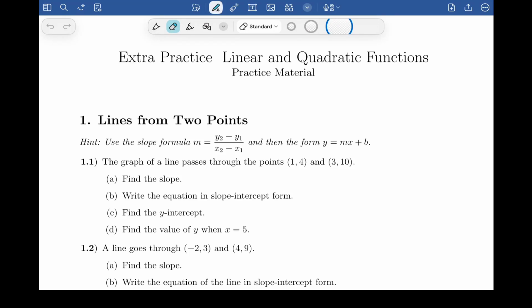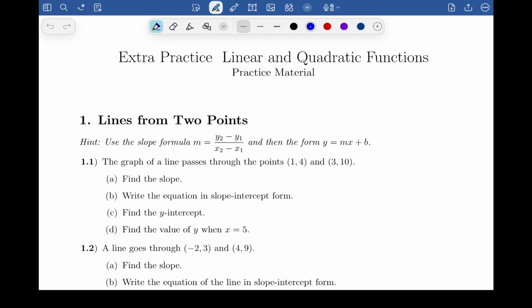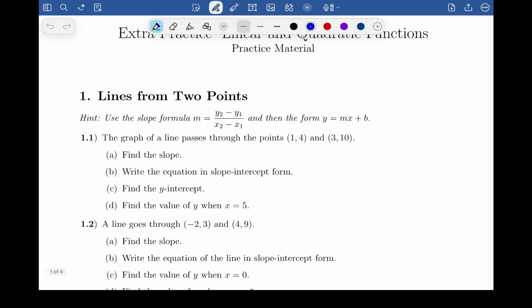This is a super fast review about linear and quadratic functions. Linear functions and quadratic functions. In this video, I am assuming that you have studied before, so I'm going to focus on the worked solutions. Okay, so pay attention. First, we have these lines from 2 points.